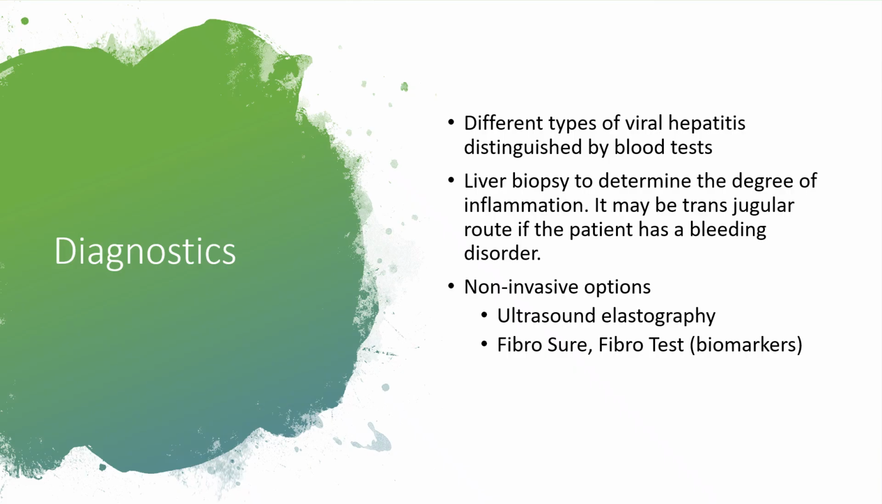Non-invasive assessments like ultrasound elastography, which is a FibroScan, are able to determine the degree of fibrosis of the liver. And FibroTest, they are biomarkers that we use, the results of serum tests, to assess the extent of the hepatic fibrosis.